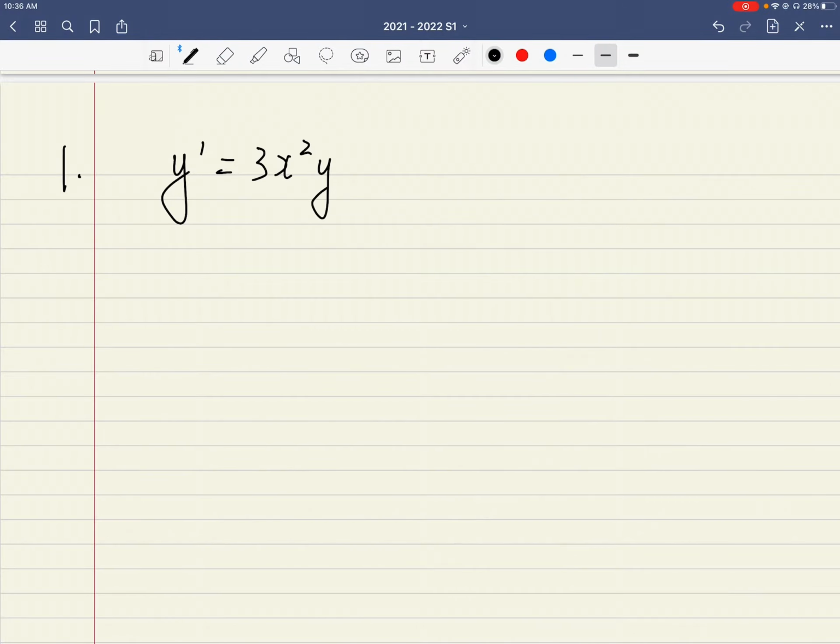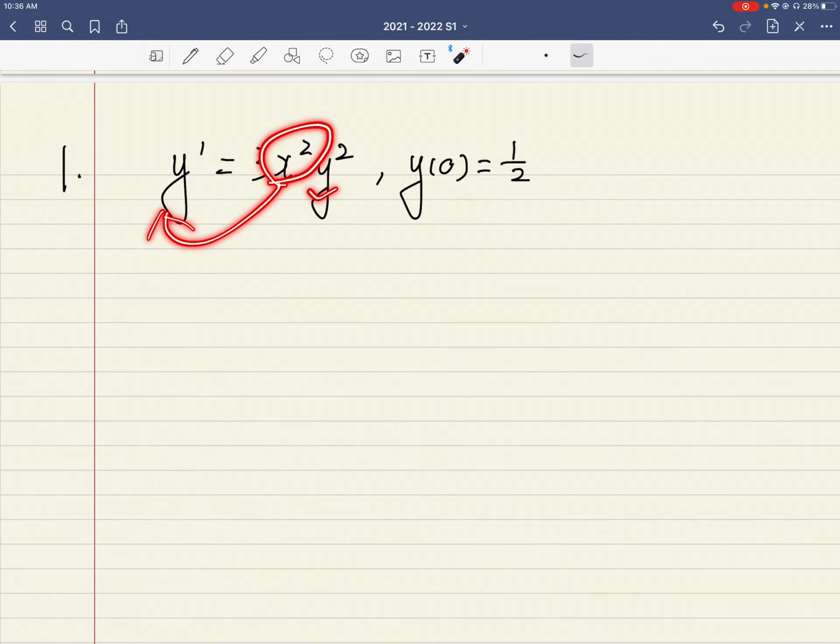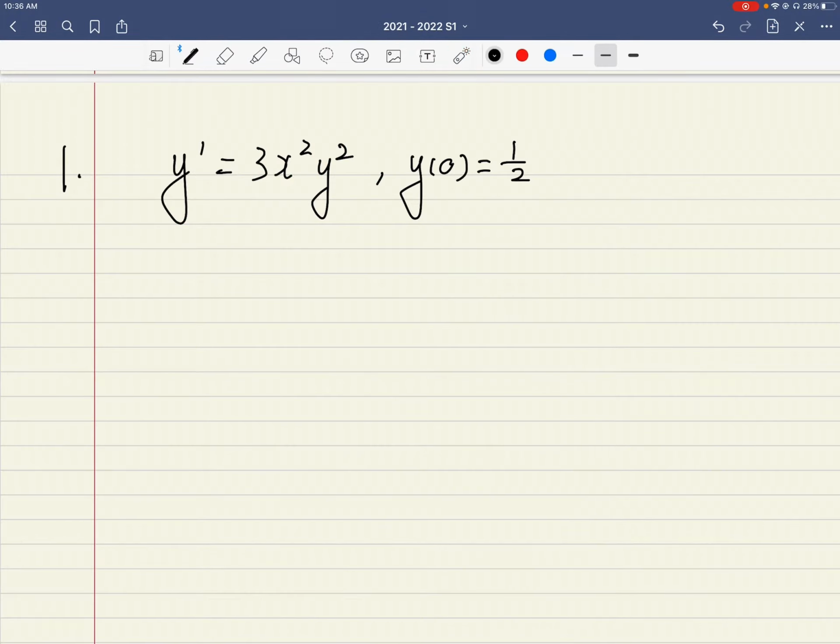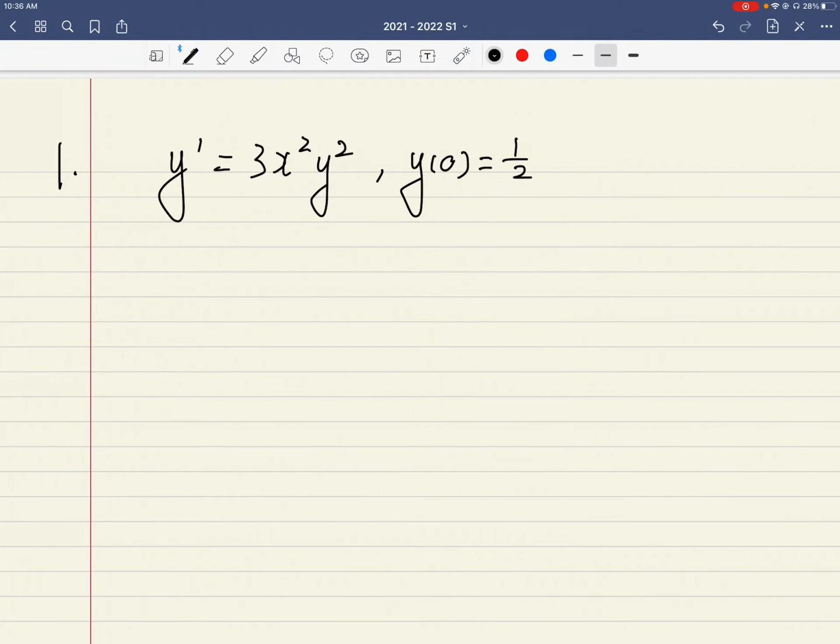Separable meaning that, with the initial condition. Separable just means that you can move everything about x to one side and move everything about y to the other side. So you can separate x from y. If you can do that for the ODE, that ODE is called separable.